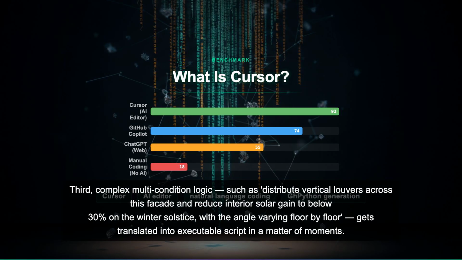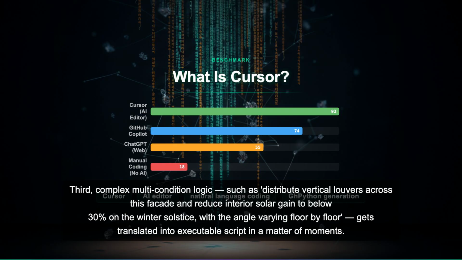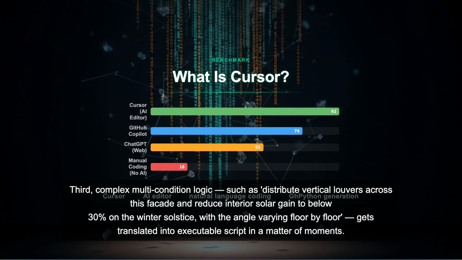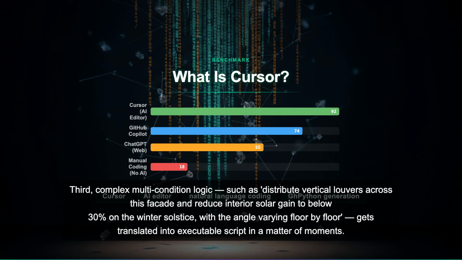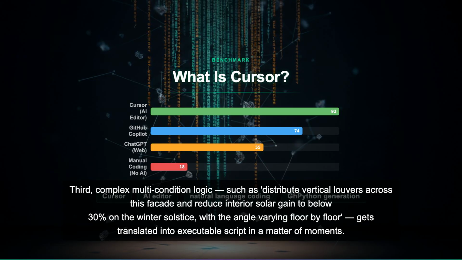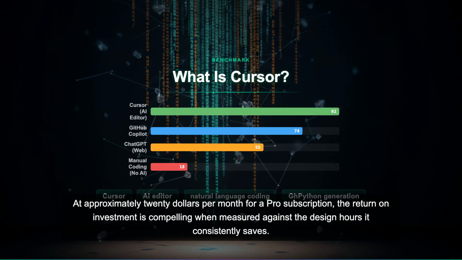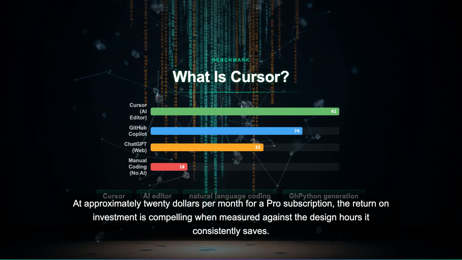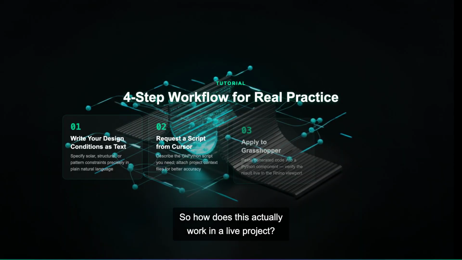Third, complex multi-condition logic, such as distribute vertical louvers across this facade and reduce interior solar gain to below 30% on the winter solstice, with the angle varying floor by floor, gets translated into executable script in a matter of moments, at approximately $20 per month for a pro subscription. The return on investment is compelling when measured against the design hours it consistently saves. So how does this actually work in a live project?